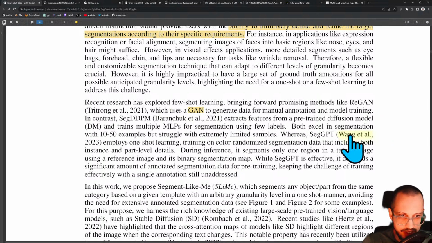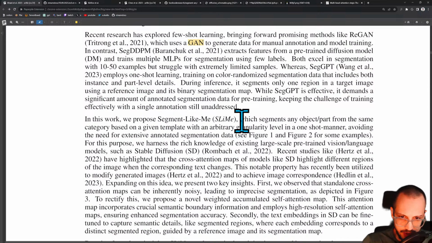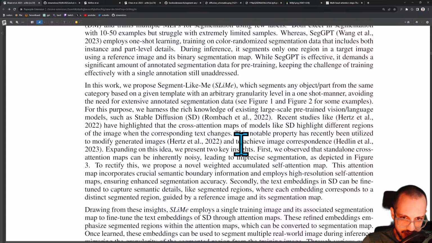Trains multiple MLPs, excel in segmentation, segments only one region. SegGPT employs one-shot learning, training color randomized segmentation that includes instance and part-level detail. Okay. This is why I don't like related work sections, because it's just a bunch of old stuff that doesn't matter anymore, right? It's like, who cares how people used to do this 5 years ago, because it doesn't matter anymore. We have a new technique that's better.